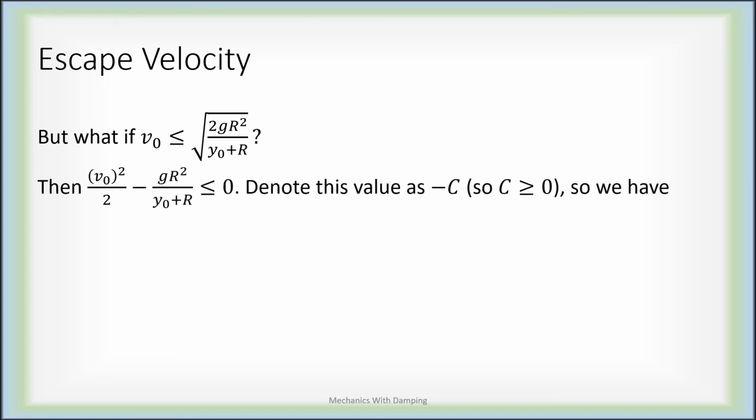On the other hand, what would happen if v naught was less than or equal to all of this? Well, by squaring both sides and moving that fraction to the other side, you'll end up with v naught squared over 2 minus gr squared over y naught plus r is less than or equal to 0. We're going to let c be some positive quantity so that all of this, which is less than or equal to 0, is written as negative c. Now this expression, v naught squared over 2 minus gr squared over y naught plus r, came up in our solution earlier. So we end up quite simply with v squared over 2 equals gr squared over y plus r, and then this constant minus c.